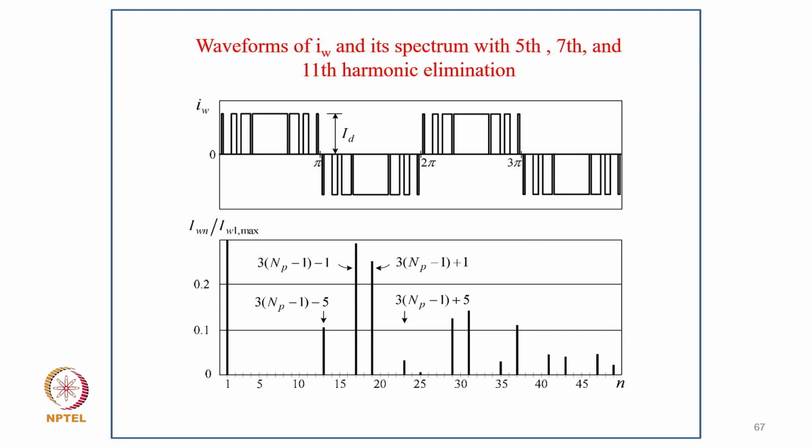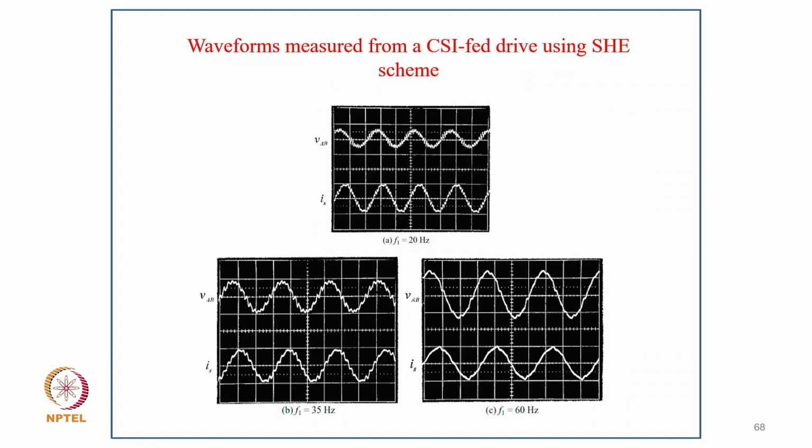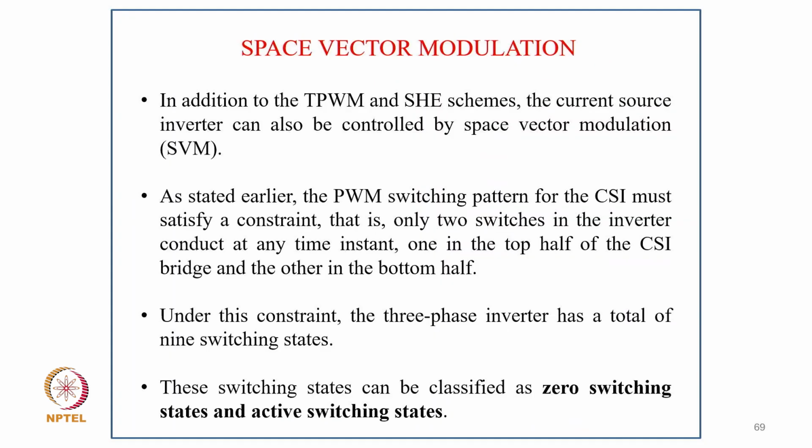And then you can see the waveform of the effect of 5th, 7th and 11th harmonic elimination, and you can see from the harmonic analysis also that they are eliminated. And these are the waveforms measured from a current source inverter fed by the selective harmonic elimination scheme. Of course, we use a capacitor filter here.